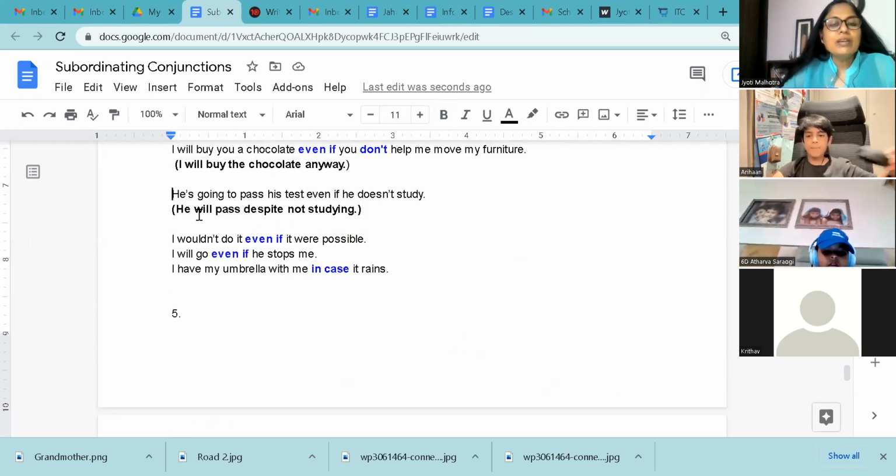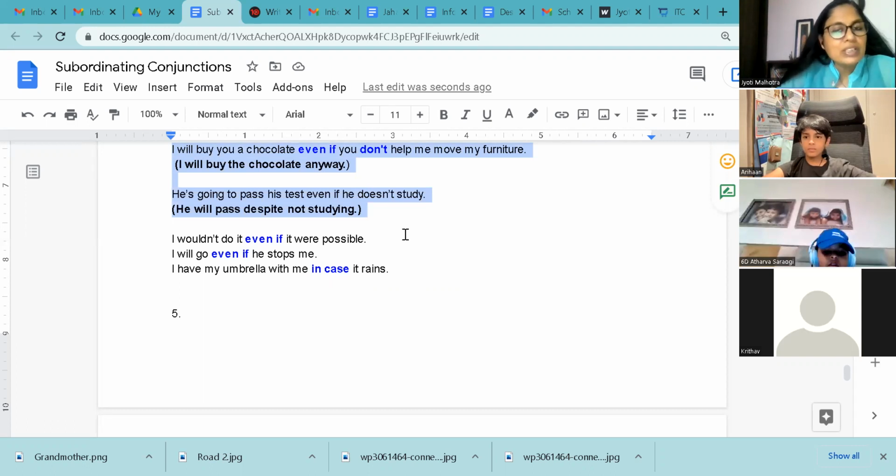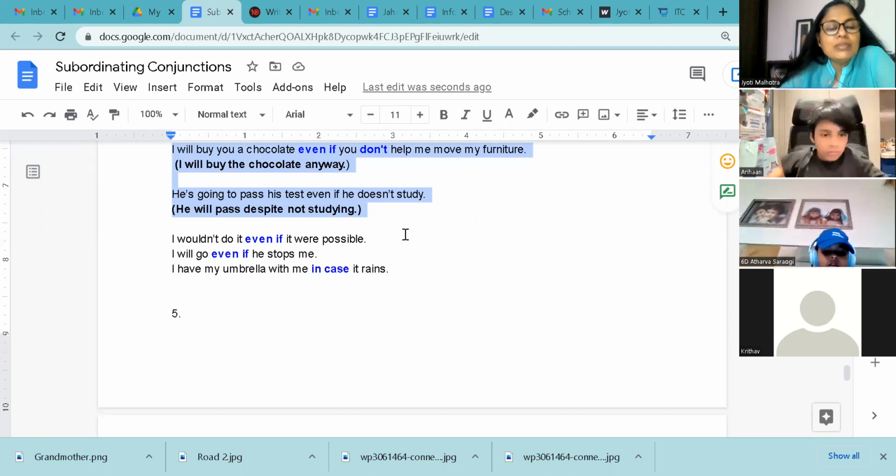Yes. Okay. Let's read these two. Even if you don't study, I will still buy you a chocolate. What does it mean? Read the sentence and you'll understand it even better. What I've highlighted. He's going to pass his test even if he doesn't study. Read the one before. I will buy you a chocolate even if you don't help me move my furniture. It means that whether you help me or you don't help me, I will still buy you the chocolate.